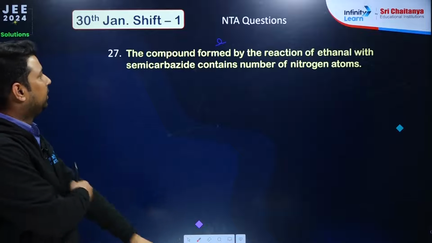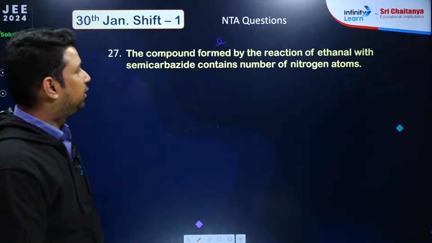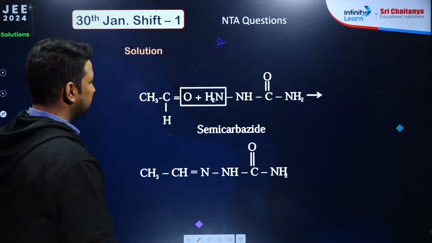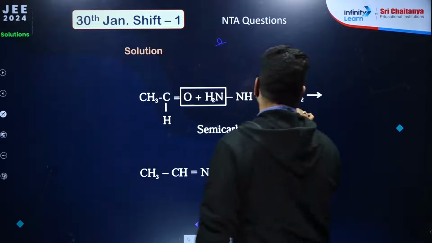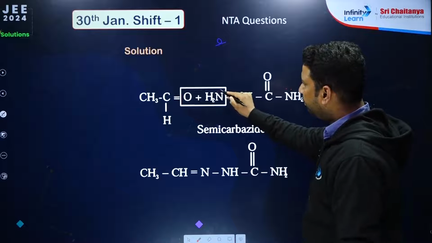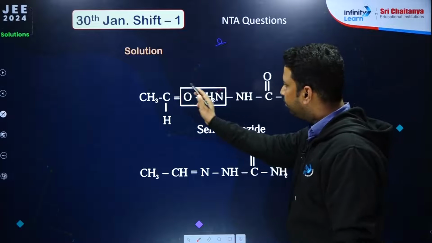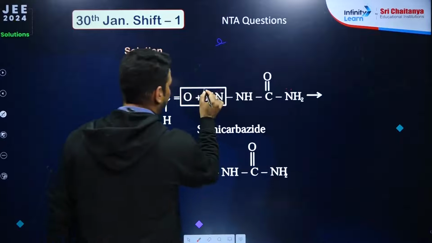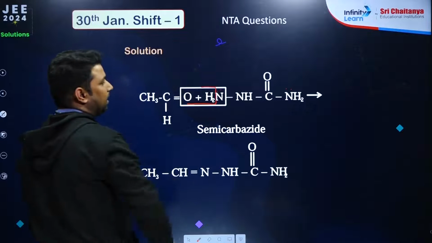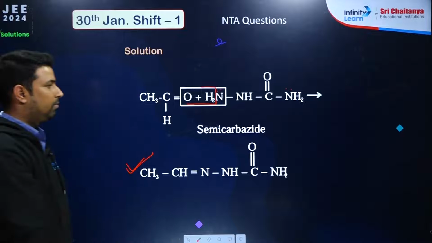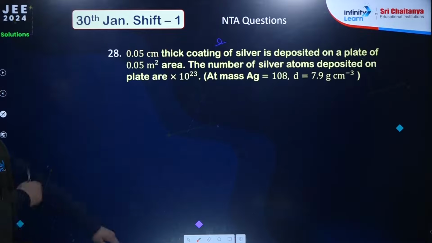Question number 27. The compound formed by reaction of ethanol and semicarbazide. See, this is the answer. Just remove the water. This nitrogen cannot be taken because its lone pair is in resonance. So this lone pair will take part. This nitrogen will take part and not this much will be removed. Water will be removed from here and this will be the compound. Okay, so this was your answer.